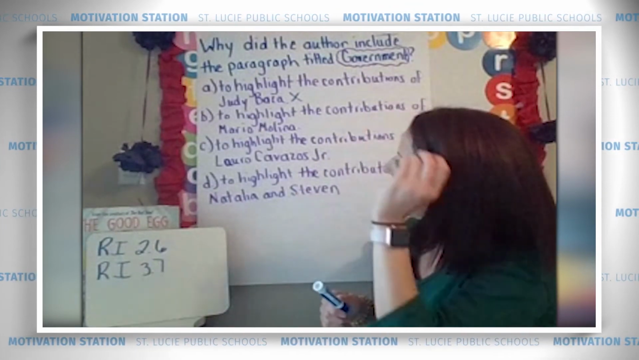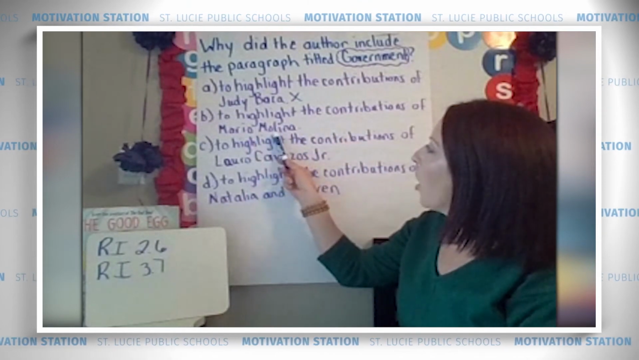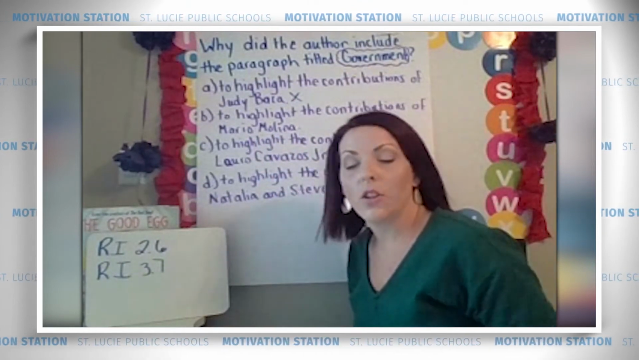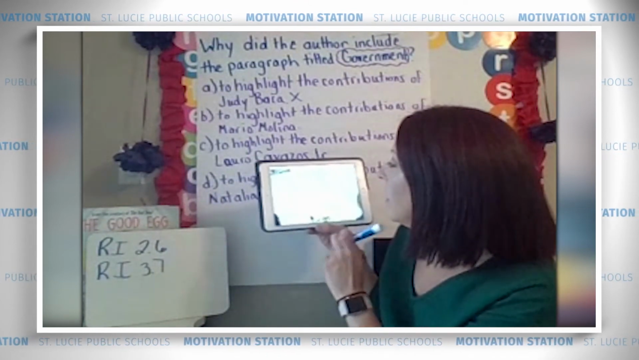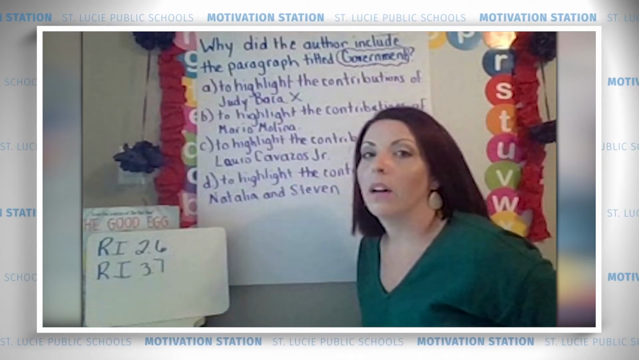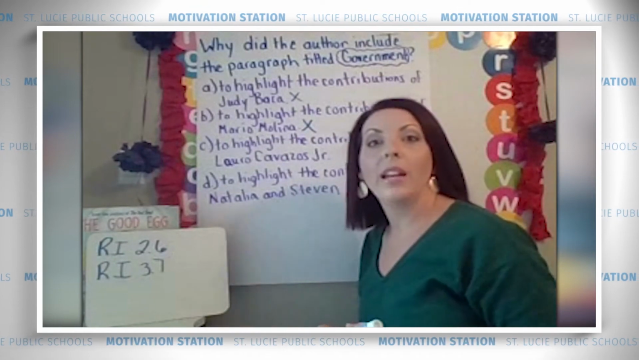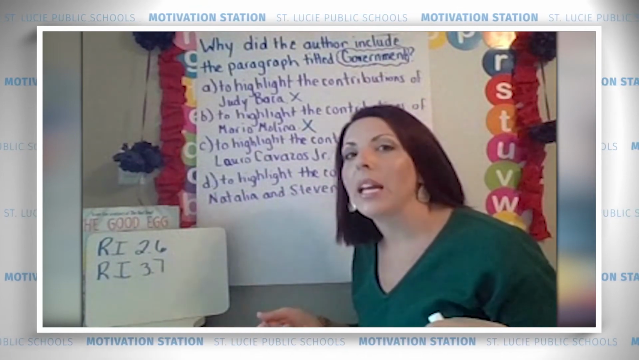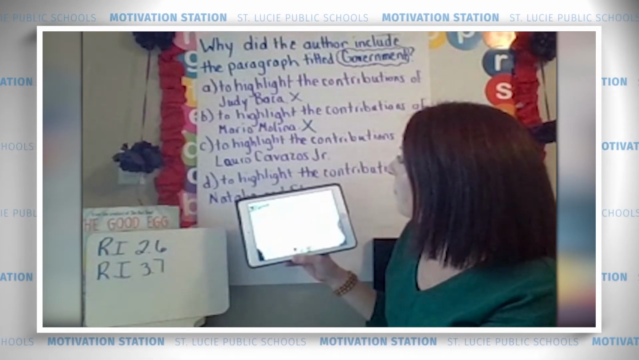So I want to make sure that I go through and look at B. Is it to highlight the contributions of Mario Molina? Well, let's go back. Let's see if I skim. I see Joseph. I see Cavos Jr. No Mario Molina either. So I can go ahead and X out that answer choice. See, I'm eliminating. I'm getting rid of those choices that are not the right one.